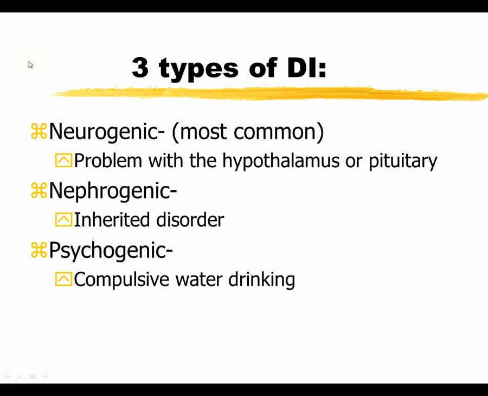Neurogenic is our most common, where we have a problem with either the hypothalamus or the pituitary. With nephrogenic, the renal tubules are actually defective. And of course, if they have the psychogenic, they're going to need psychological intervention, which is quite rare.